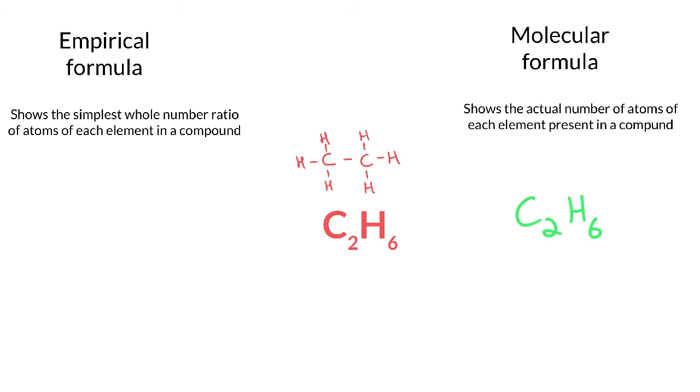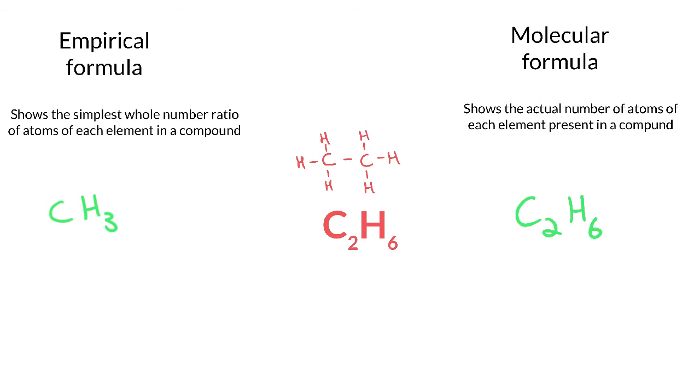However, because my empirical formula is the simplest whole number ratio, I can simplify down the ratio of 2 to 6. So 2 to 6 simplified down would be CH3 by dividing down by 2. So that gives me my empirical formula.